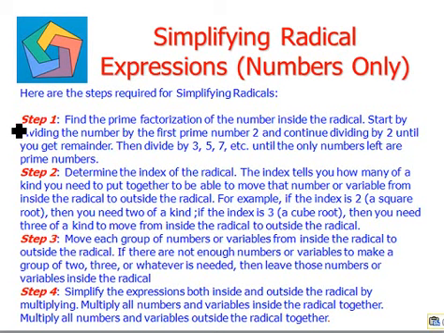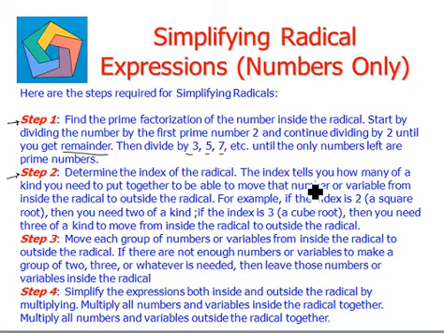The first step is to find the prime factorization of the number inside the radical. We start by dividing the number by 2, that is the first prime number, and then continue dividing by 2 until we get a remainder. Then we move on to the next prime number, that is 3, 5, 7, and so on until the only numbers left are prime. So the next step is we determine the index of the radical.